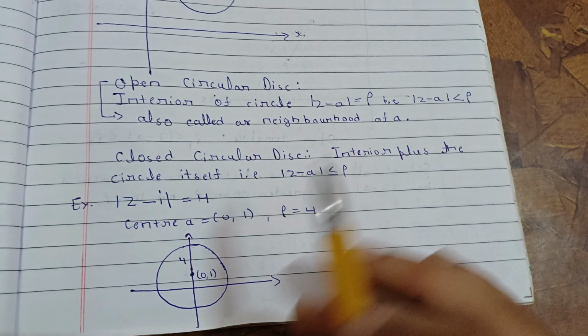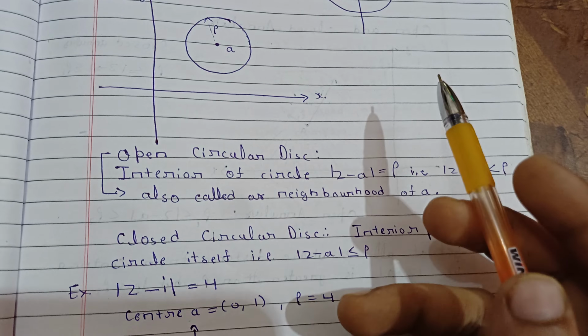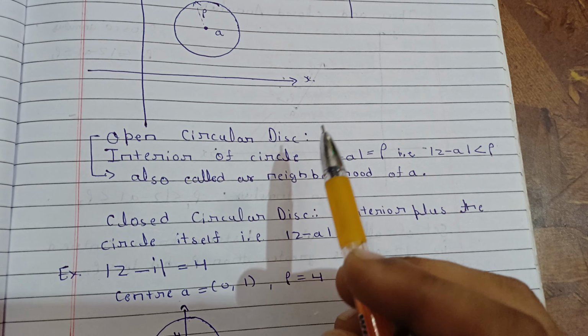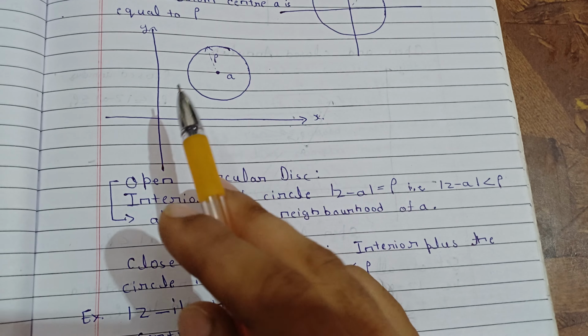And this complex plane is always 2D, because in a complex number we always have one real and one imaginary part. That's why a complex number is always in a 2D plane.